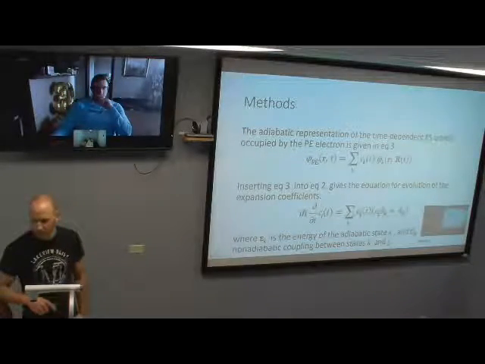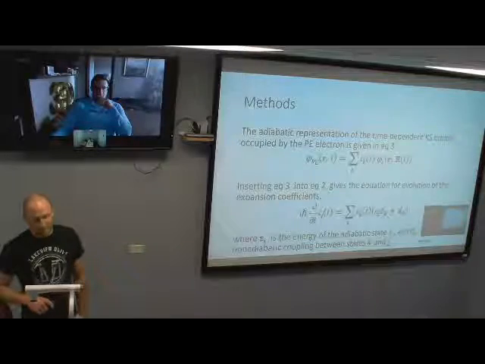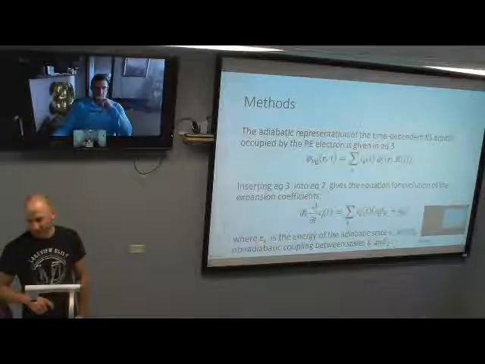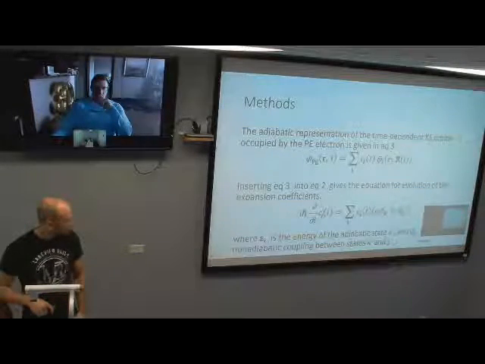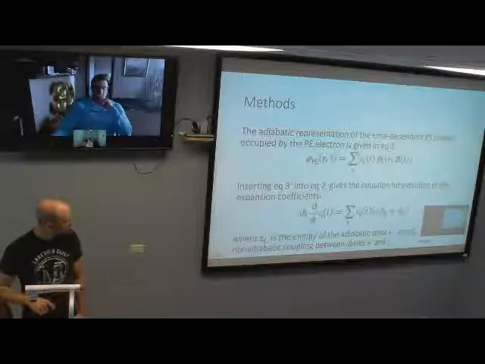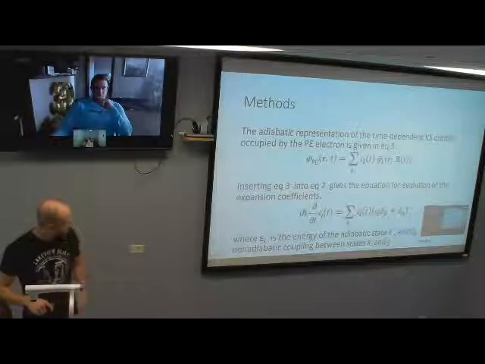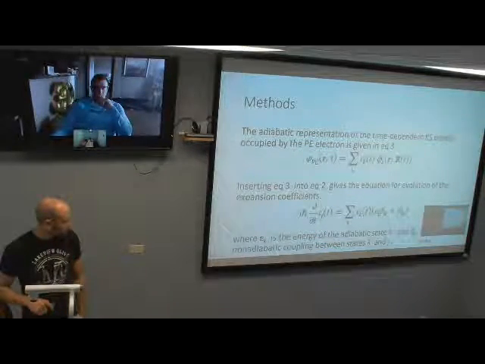Should it depend on time? Well, they are taken at this specific moment of time. Yeah, and they will change for different values of time, I guess. And what is then D? Yeah, that would change. That is the coupling between states J and K.